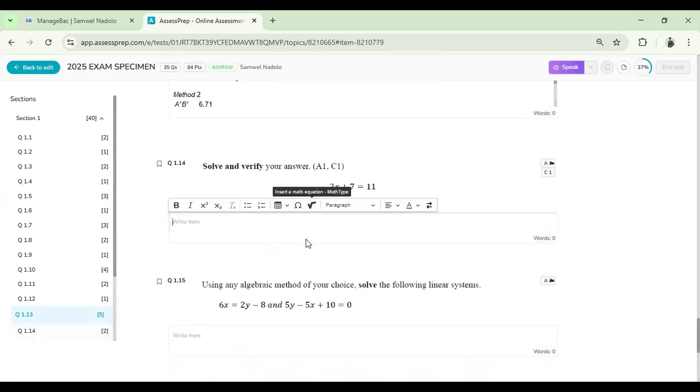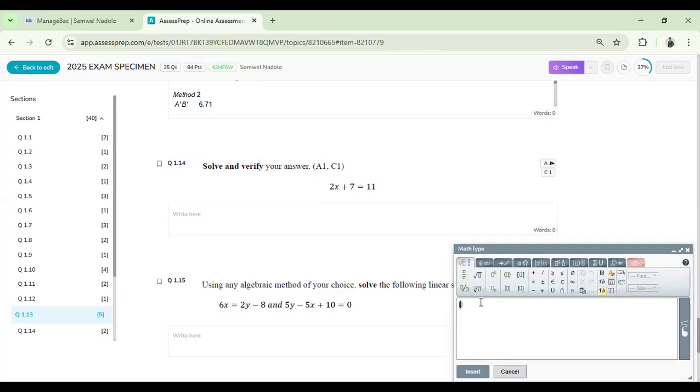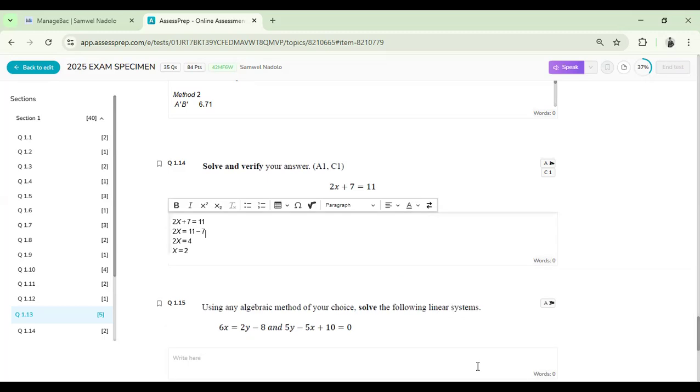Solve and verify your answer: 2x plus 7 is equal to 11. This is algebra and quite doable. So you're going to move any number which is near x to the right hand side, and this will be 2x is equal to 11 minus 7. 11 minus 7 is 4. And then divide every side by 2, and you'll get your answer as x equals 2. So that is quite easier.